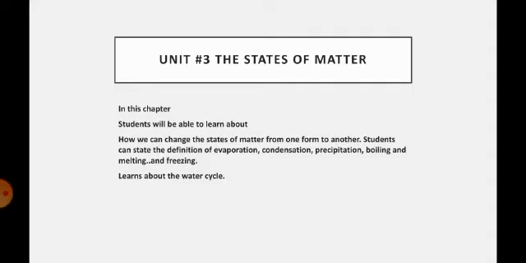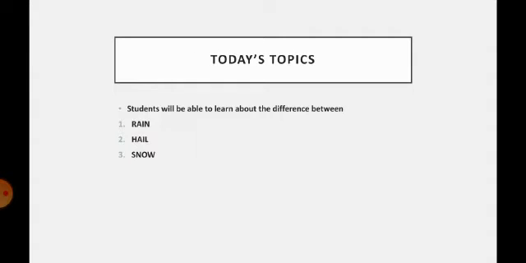In this chapter, students will be able to learn about how we can change the states of matter from one form to another. Students can state the definitions of evaporation, condensation, precipitation, boiling, melting, and freezing, and learn about the water cycle. Our today's topic is that students will be able to learn about the difference between rain, hail, and snow.